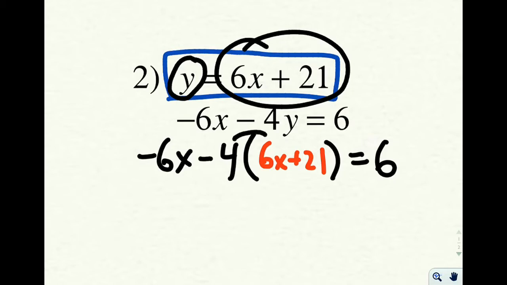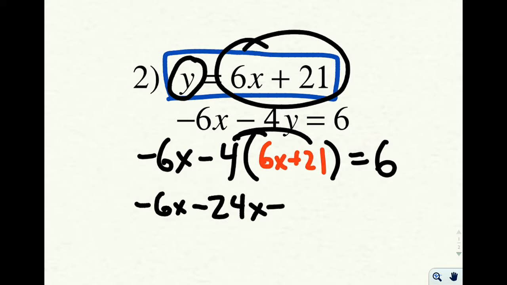So now I distribute my negative 4 and keep going with my problem. Negative 6x minus 4 times 6 is 24, and I have the x along, minus 4 times 21, and that's going to be 84. So 4 times 21, 84, and it's negative, is all equal to 6.